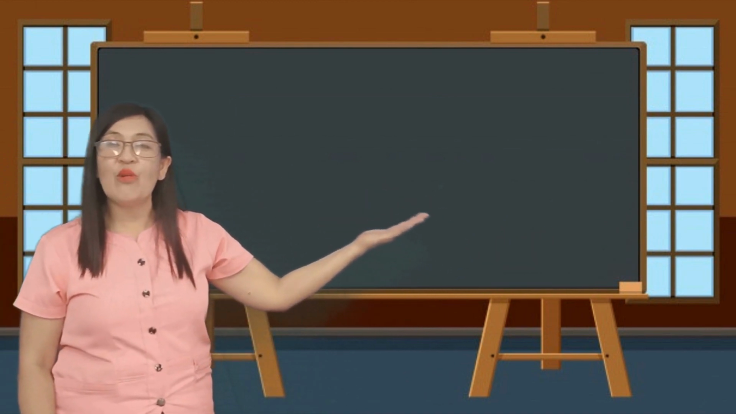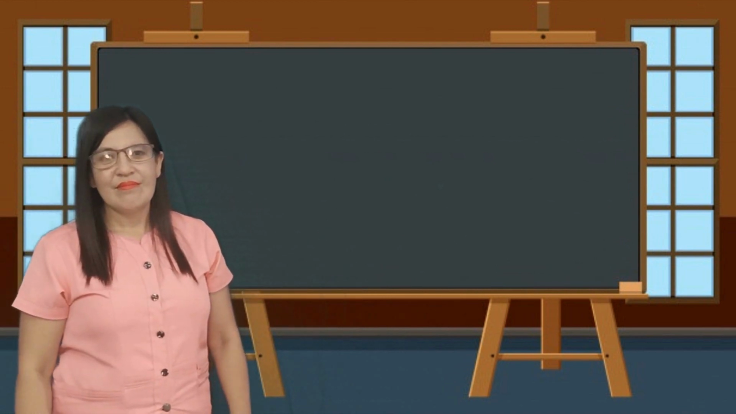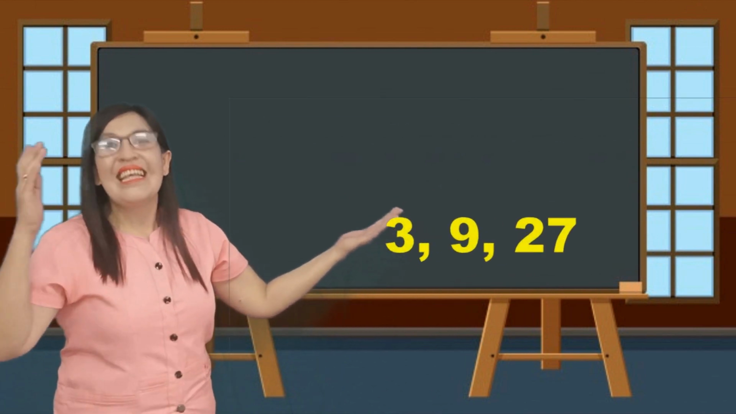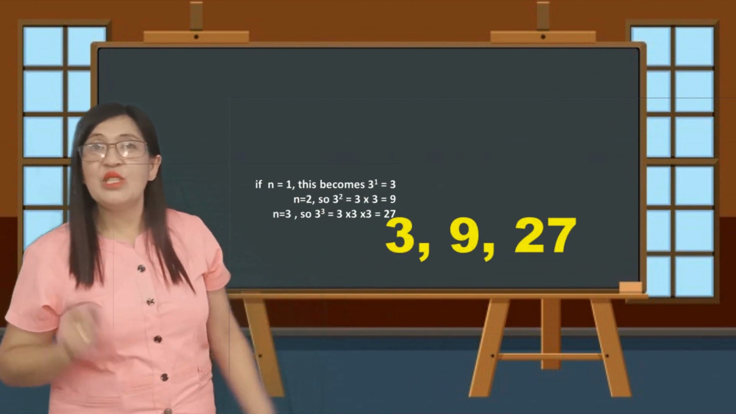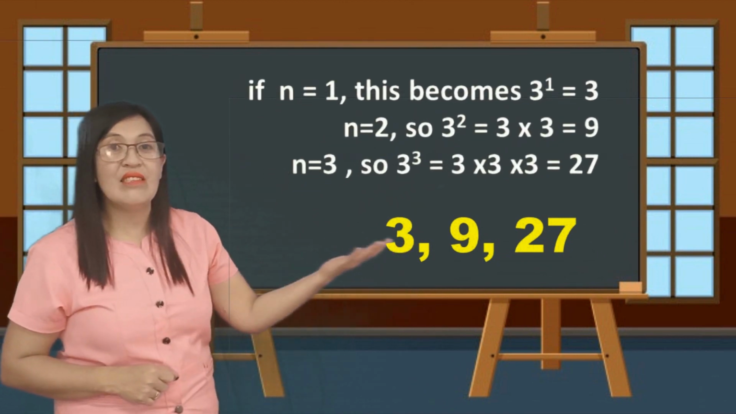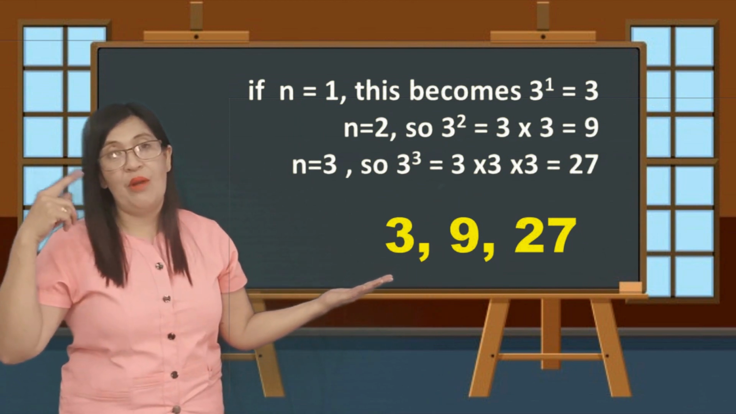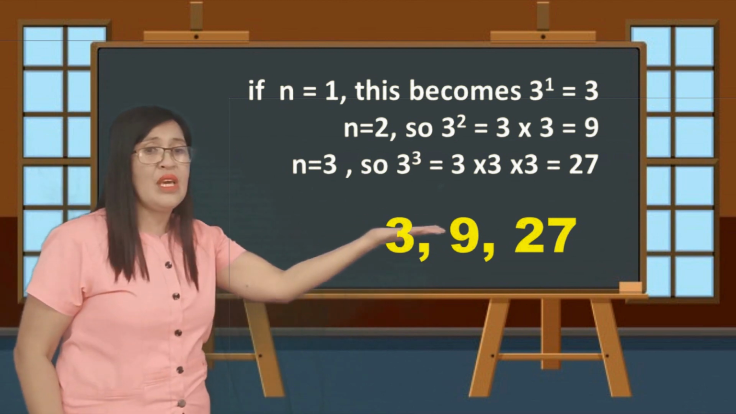A sub n equals 3 to the power of n. The first 3 terms are 3, 9, and 27. Why 3, 9, and 27? Because if n equals 1, this becomes 3 to the power of 1 and that is equal to 3. So a sub 1 is 3.